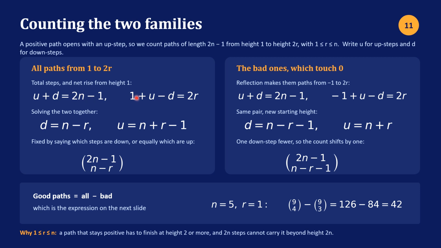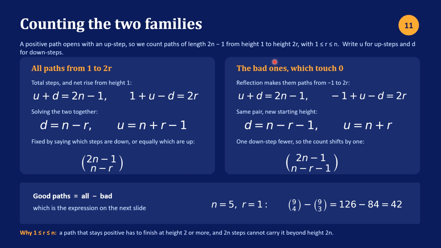We solve these two equations for d and u. We get this here. I'll leave it for you to check. And then the total number of paths from 1 to 2r is the total number of ways of selecting the n minus r down steps out of the 2n minus 1 total steps. That's this here, and that gives us this number here.